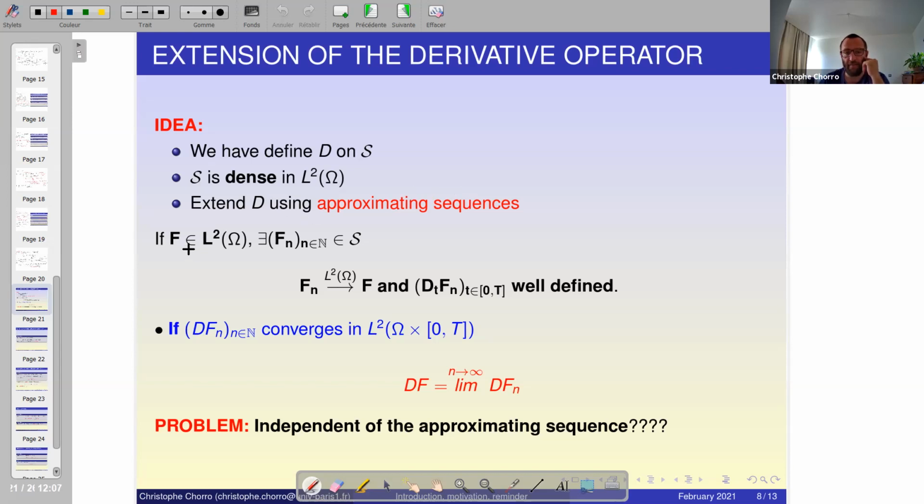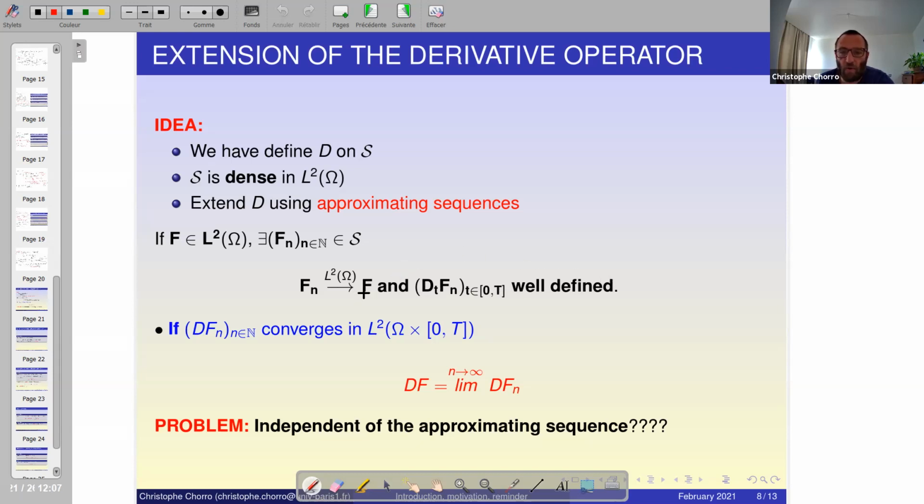If I have an element F that is in L2, using the density argument, I know that there exists a sequence of elementary random variables Fn, elements of S, such that Fn converges toward F in L2 of omega. This is the density point here, and the derivative in the Malliavin sense is well-defined for them, because of what I have done in the definition.